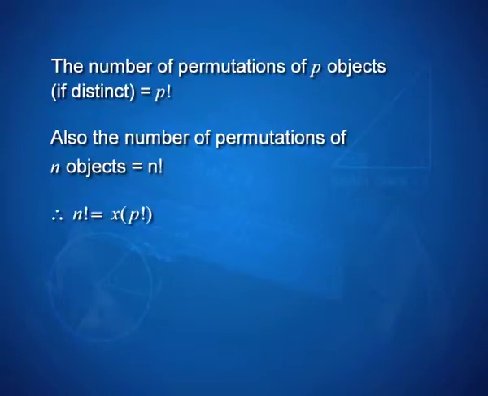So, putting this information together, n factorial must be equal to x times p factorial, which leads to the result that x, the number of permutations of n objects where p objects are of the same kind, must be equal to n factorial divided by p factorial. In general, the result also stays good. You may have more than one kind repeated.